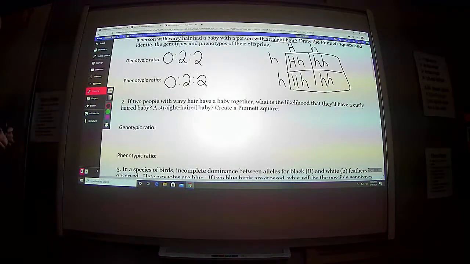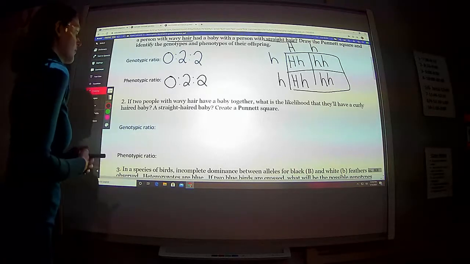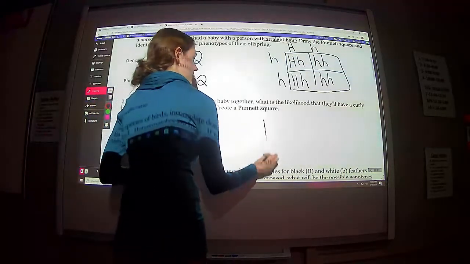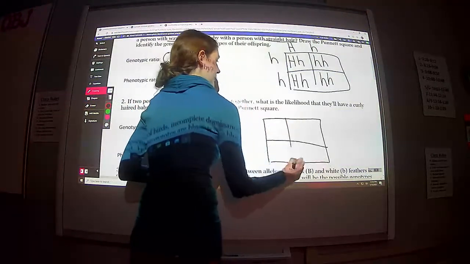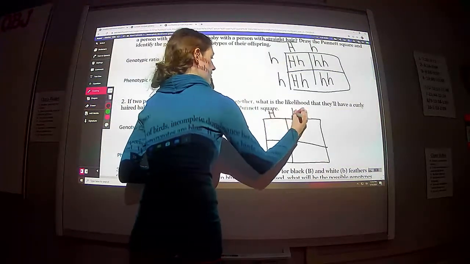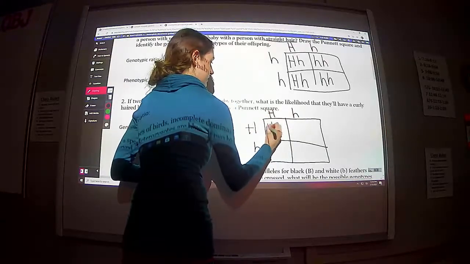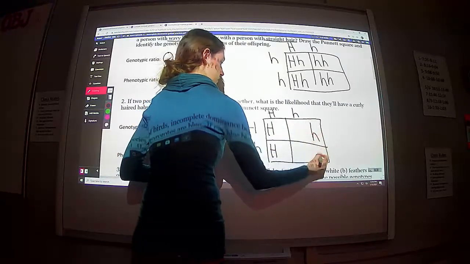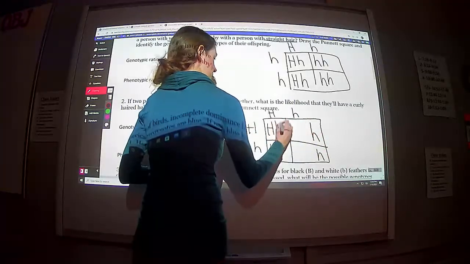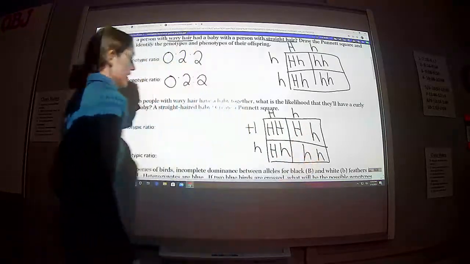If 2 people with wavy hair had a baby together, what is the likelihood that they'll have a curly-haired baby, a straight-haired baby? Create a Punnett square. So wavy hair, again, is that heterozygous trait. So that means we're going to have a capital H and a lowercase h, and that is true for both of our parents. Bring it down. Bring it across. And we have quite the mashup.